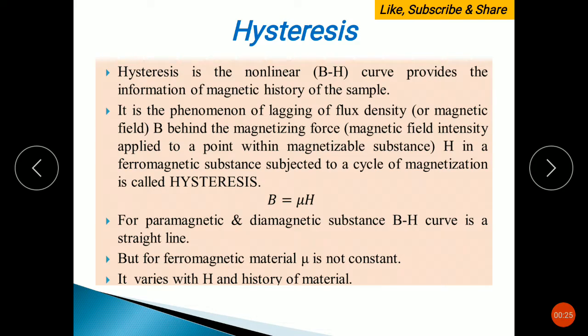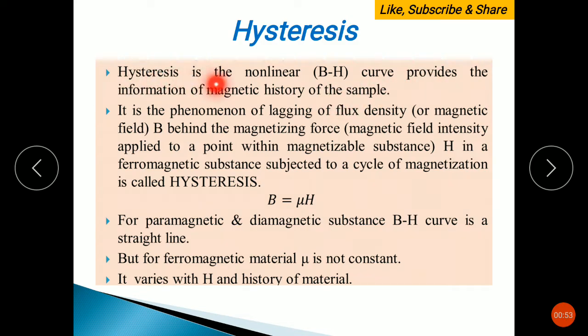If you consider a sample of diamagnetic material, we know diamagnetic material repels the magnet. If you consider paramagnetic material, it weakly attracts towards the magnet. And if I consider ferromagnetic material, it will attract strongly towards the magnet, and we can use a ferromagnetic material to make a permanent magnet. So this different history of the magnetic material is given by the BH curve.